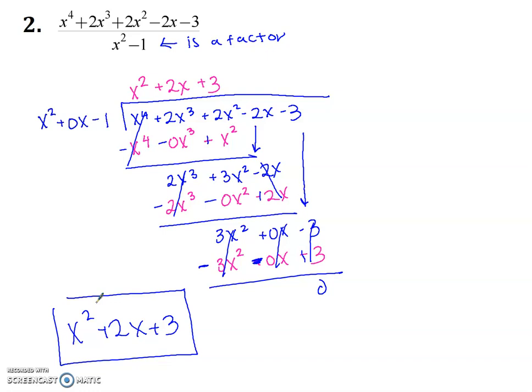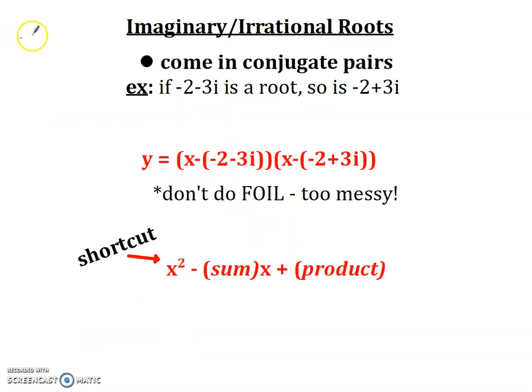Now, the last thing we're going to look at is writing the equation of polynomials with specific roots. Okay, we're going to use this to move on to long division and finding the rest of the zeros eventually. So let's just look at imaginary and irrational roots. Imaginary is anything with an i. Remember, that's the square root of -1. Irrational is anything with a square root.